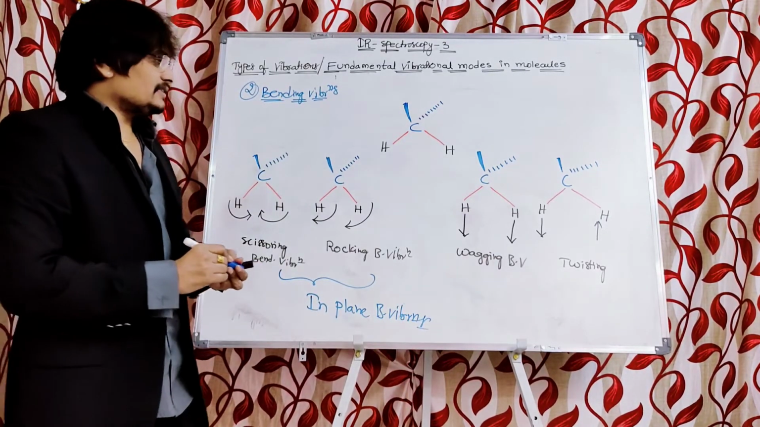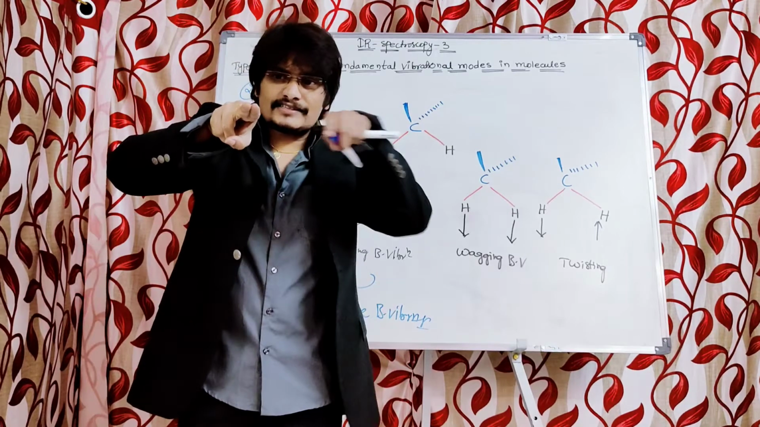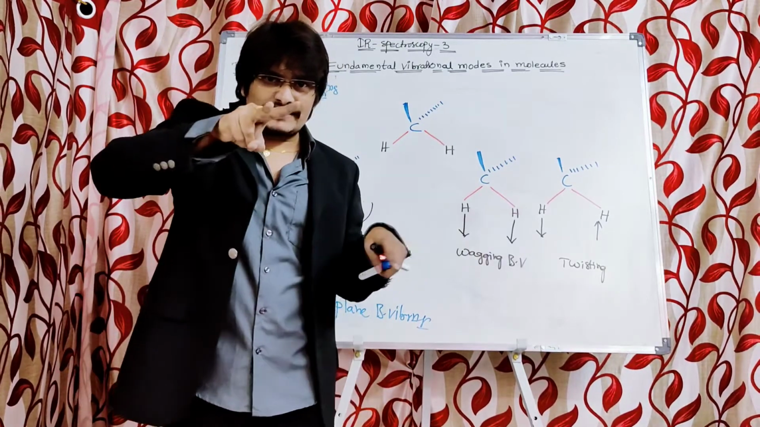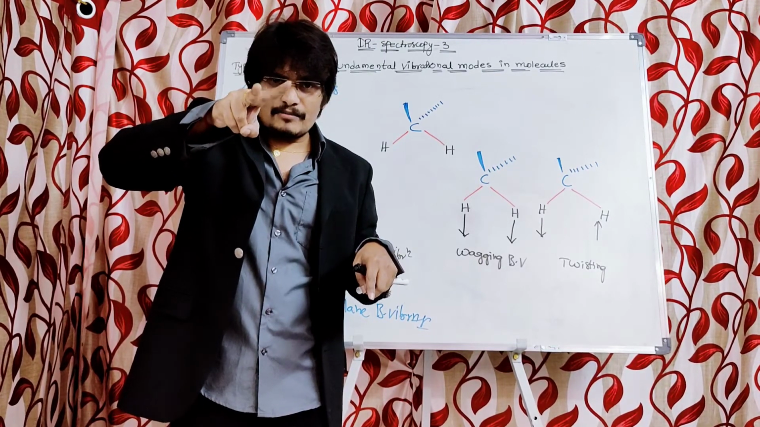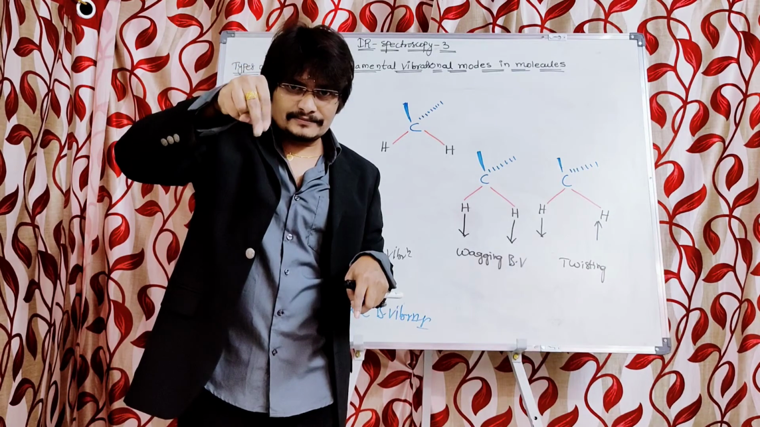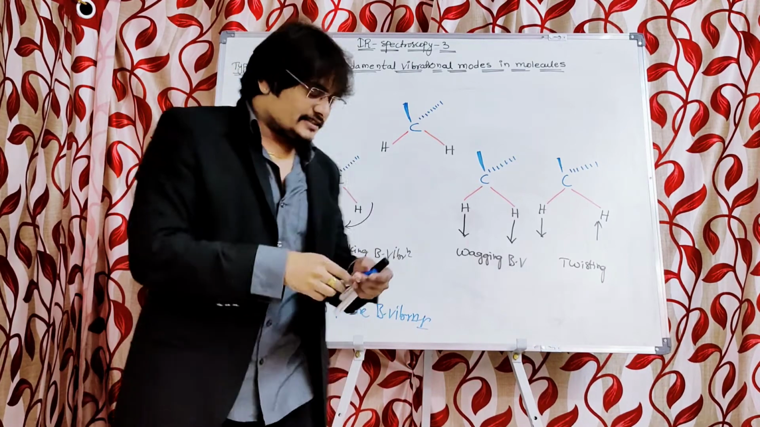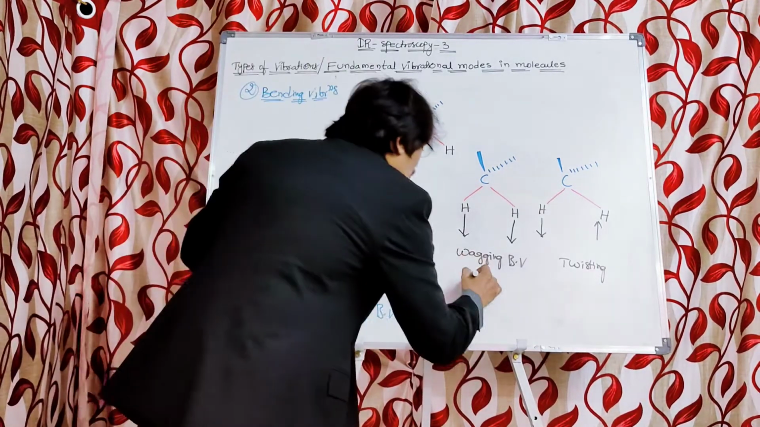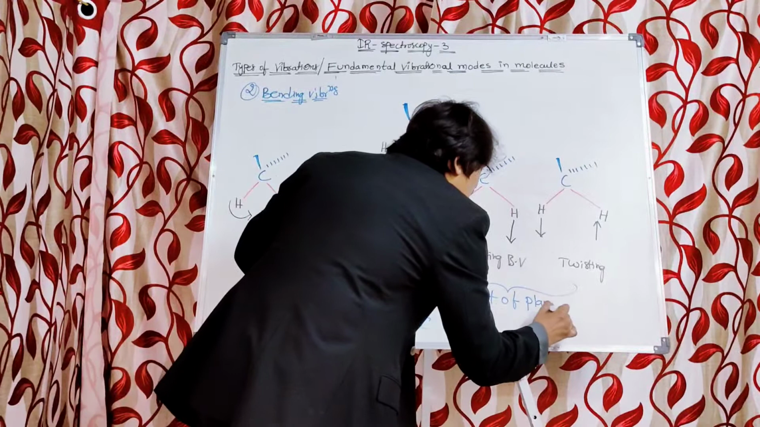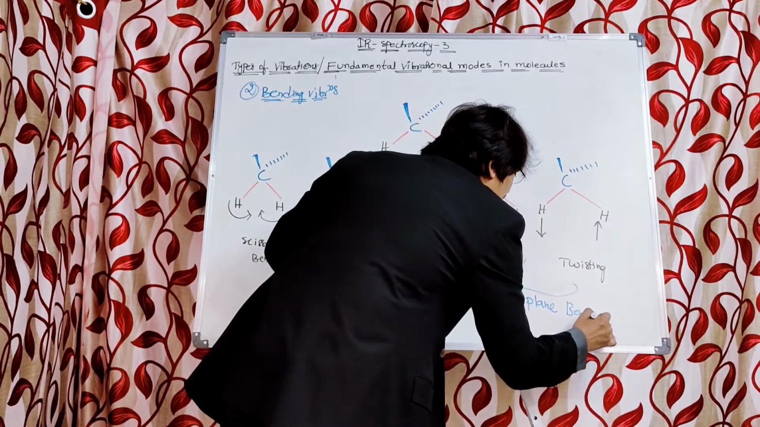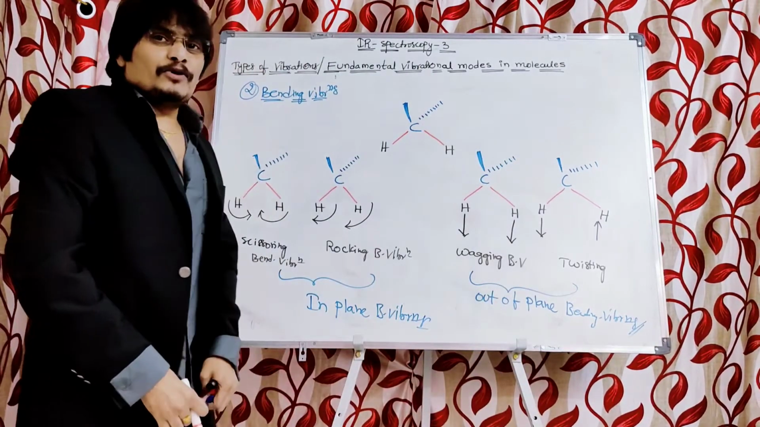What about this? Wagging. The plane is changed. What is the plane? This is the plane. In the previous case, scissoring, same plane; rocking, same plane. But in the wagging, what is happening? The plane has been changed. Twisting, the plane has been changed. So these two bending vibrations are called out-of-plane bending vibrations. I hope you got it, students.